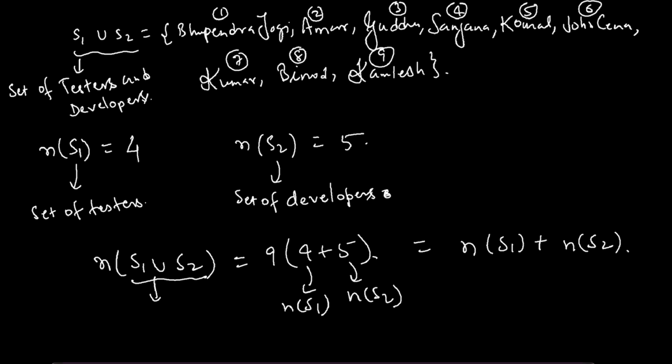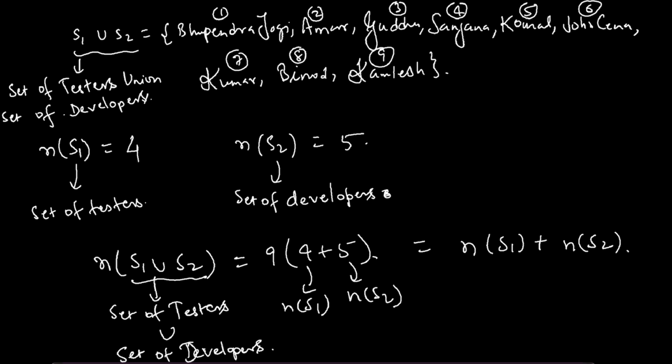What is S1 union S2? Set of testers and developers. No, this is not correct terminology. It is not 'and' here. Okay, remove it. Set of testers union set of developers.